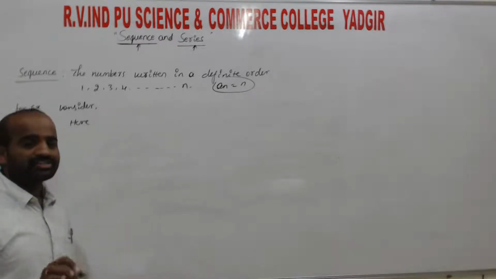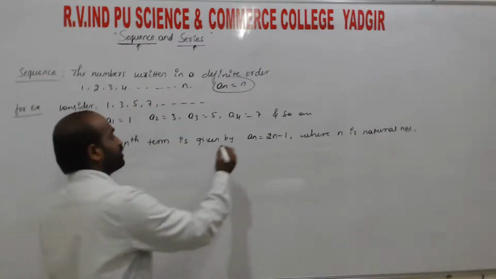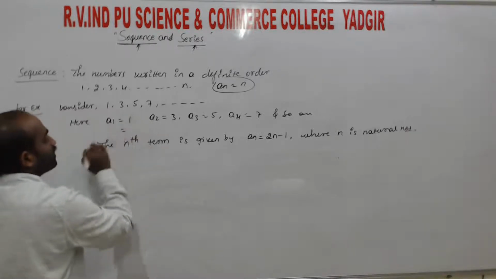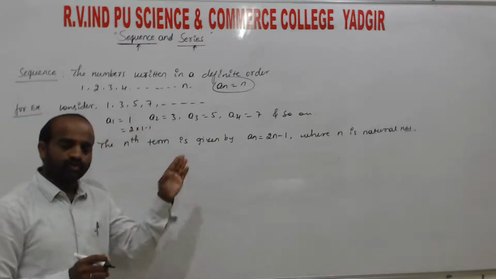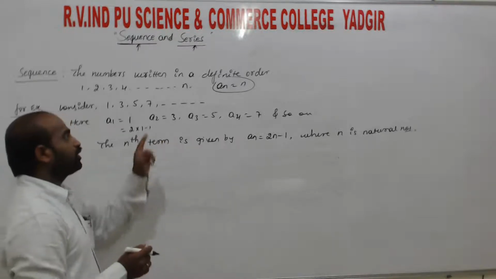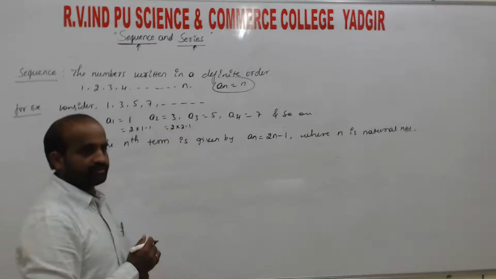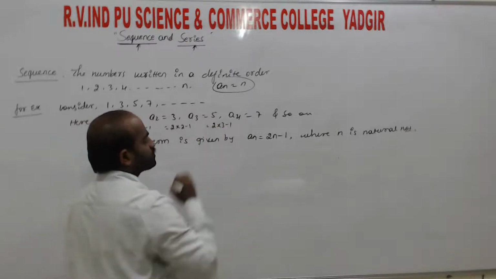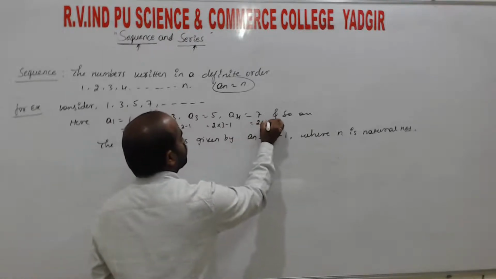the sequence of odd natural numbers 1, 3, 5. So find 2n minus 1. 1 can be written as 2 into 1 minus 1, which is 1. Next, 3 can be written as 2 into 2 minus 1, that is 4 minus 1, 3. Next, 5 can be written as 2 into 3 minus 1, 6 minus 1, 5. Now 7 can be written as 2 into 4 minus 1.